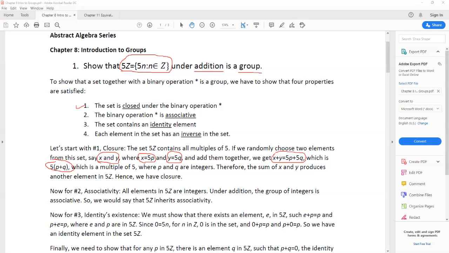Now for number 2, associativity. All elements in 5Z are integers, and under addition, the group of integers is associative, so we would say that 5Z inherits associativity. Number 3, we need to show that the identity exists inside the set. In other words, we need to show that there exists an element e in 5Z such that e plus p is equal to p, and p plus e is equal to p, where e and p are in the set. Since 0 can be represented as 5 times an integer, the integer being 0, then we know that 0 is in the set. And if you add p to 0 from either the left or from the right, the result is still p. So we have found the identity element in 5Z, and that identity element is 0.